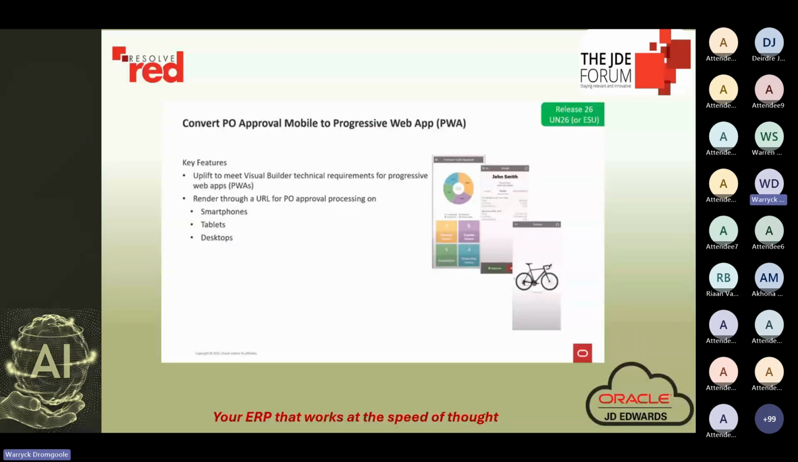The next feature is that they converted the PO mobile, or the progressive web application, to comply with the latest technical requirements for Visual Builder. So the PO approval mobile application is a progressive web application developed using the Oracle Visual Builder Cloud and Orchestrator to access your JDE data and business logic. Then you can render this application on smartphones, tablets, and desktops through a URL.